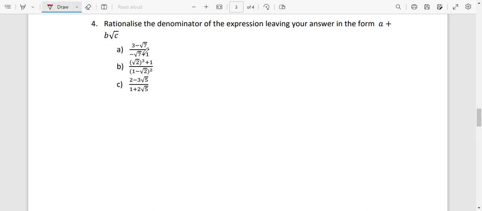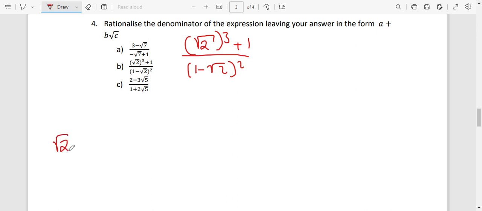Okay. I'm only working out part B for this question. The others we are going to try them out. Square root of 2 to the power 3 plus 1 divided by 1 minus square root of 2 to the power 2. Friends, square root of 2 to the power 3 means the square root of 2 times the square root of 2 times the square root of 2. Now, who can tell me what is square root of 2 times square root of 2?